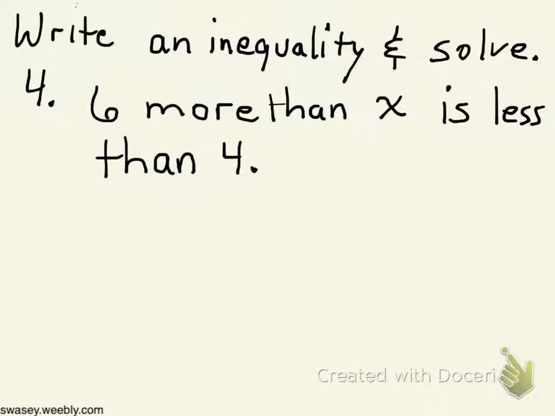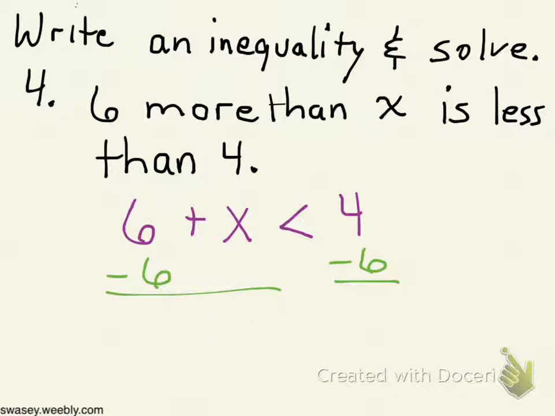Again, we're going to write an inequality, and then we'll solve the inequality. 6 more than. Now, if it said is more than, then that would be indicating the inequality symbol. But it just says more than, so that means addition. 6 more than x is less than, so that's where our inequality symbol will go, 4. Trying to get x by itself, the 6 is being added to the x, so we'll subtract 6. And so we see x is less than negative 2.